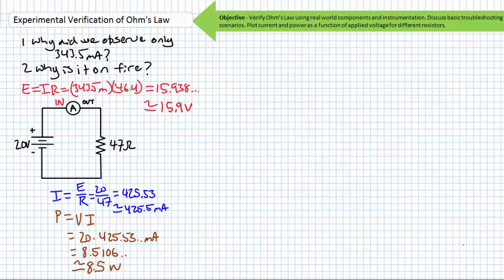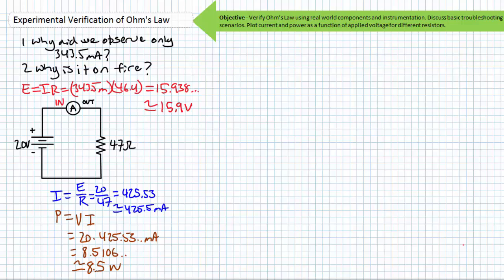Because the supply is in constant current mode, it reduces the voltage to approximately 15.9 volts. Only if the current limit was at or above 425.5 milliamperes would the power supply function in constant voltage mode. The point of this harsh reality check is that real-world power supplies have performance limits and user-adjustable settings inside which you must operate.